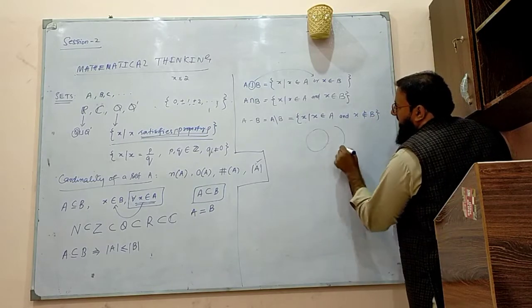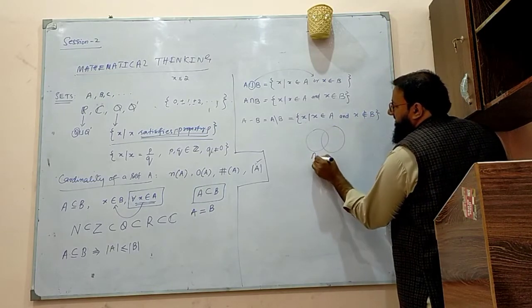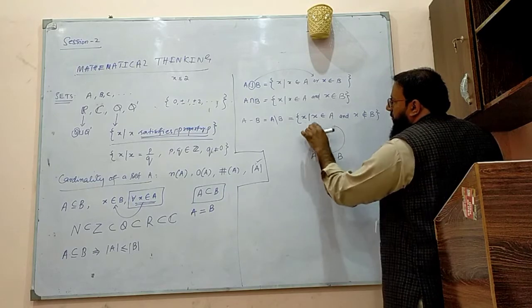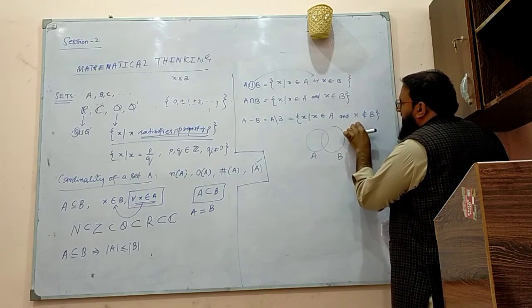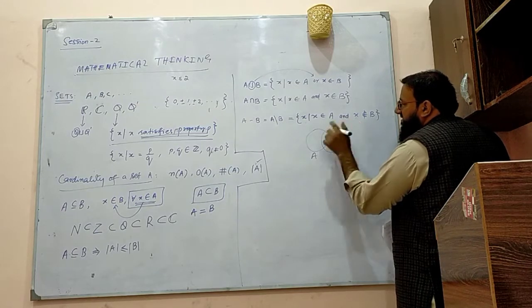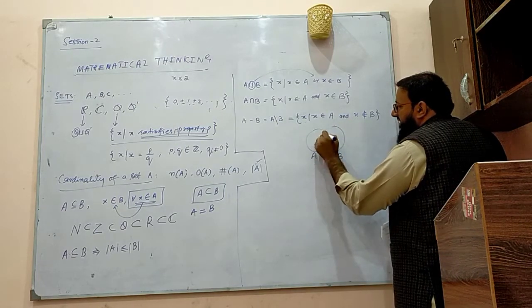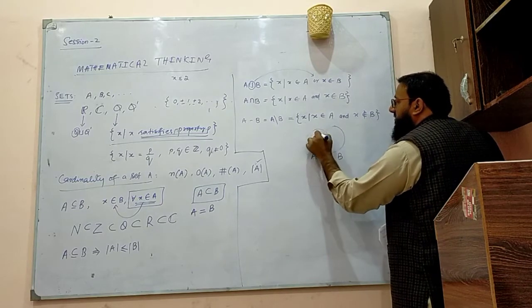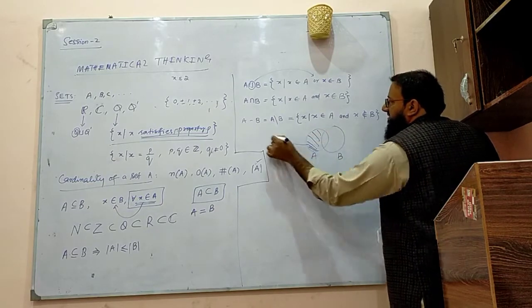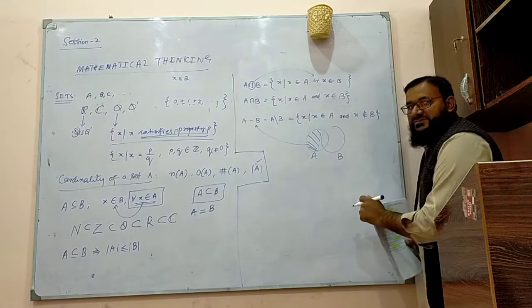It means if we make the Venn diagram, this is set A, this is set B, we'll write those elements in A which are not part of B. It means these are the elements of A which are also in B, so I will not write this part. So this is going to be the answer for A minus B.